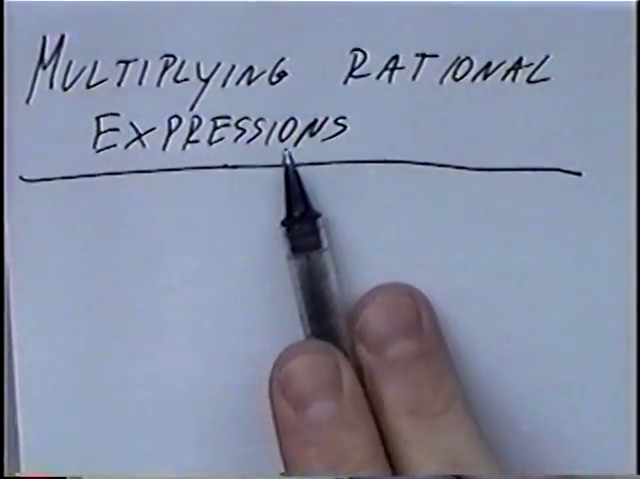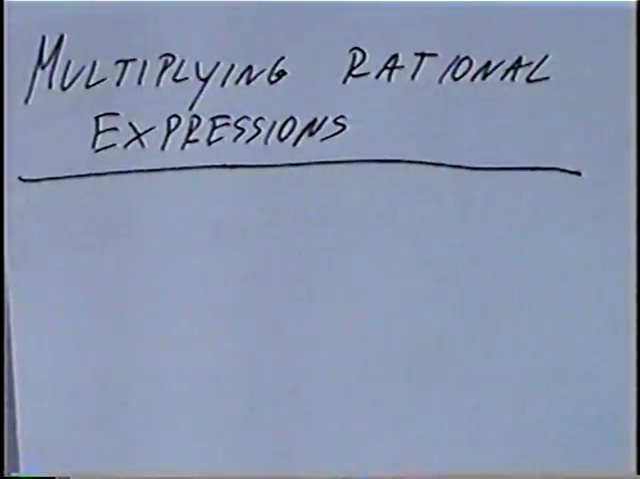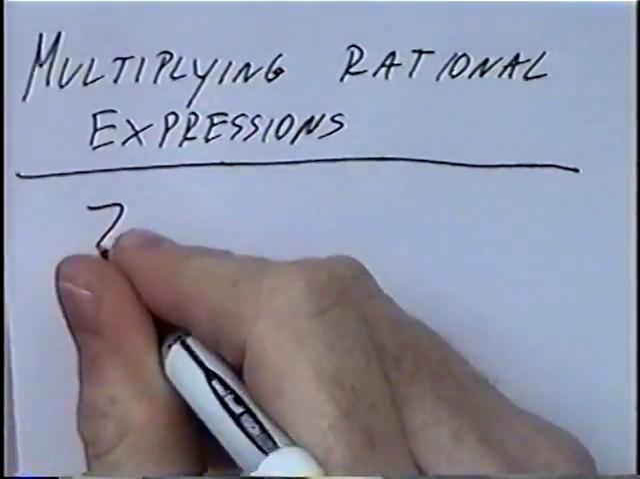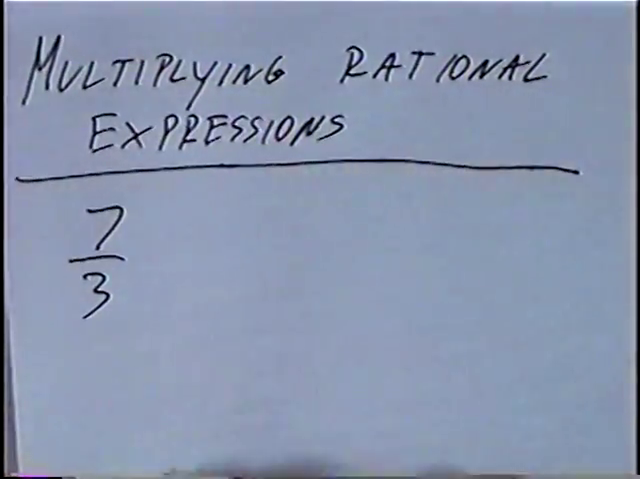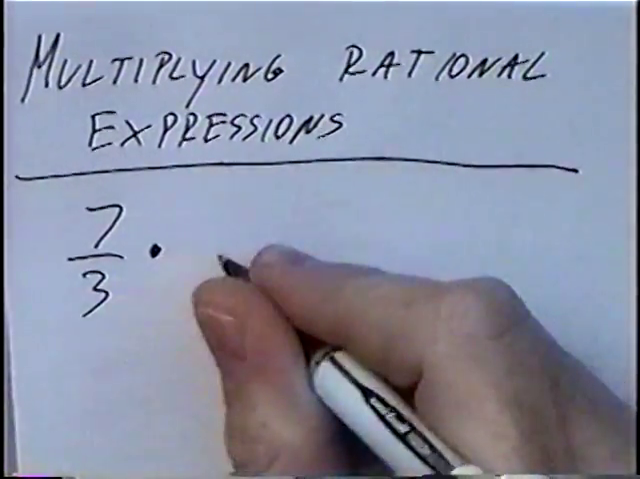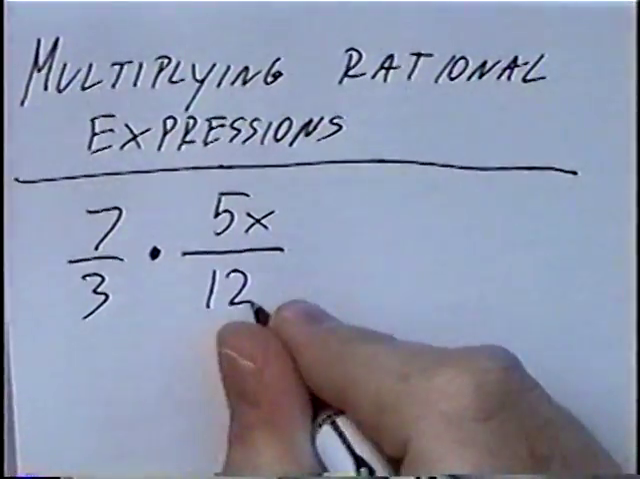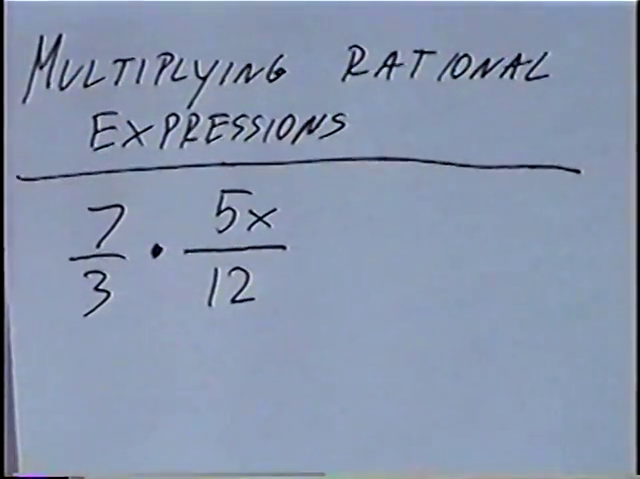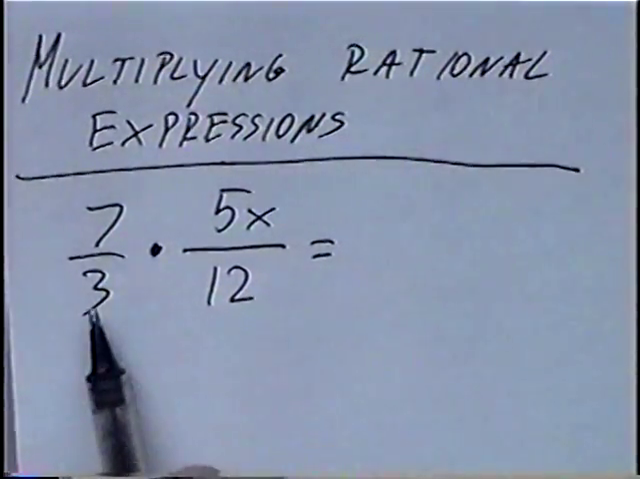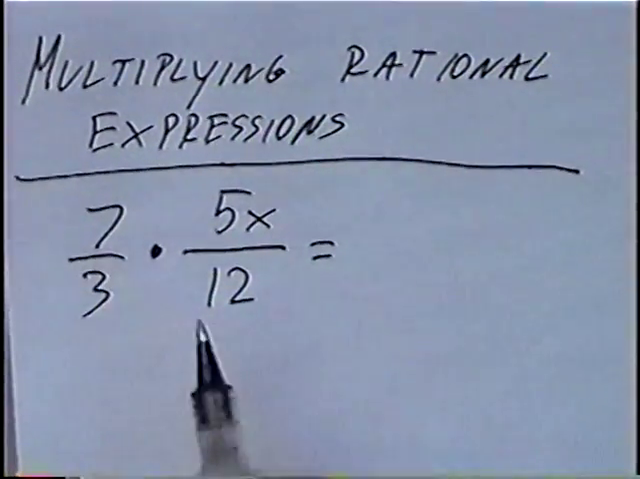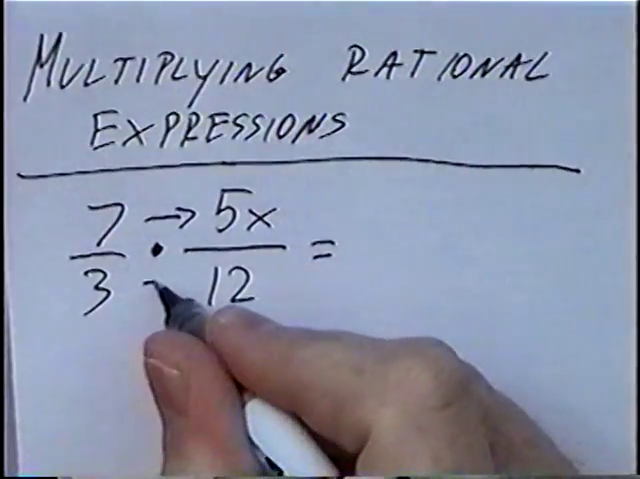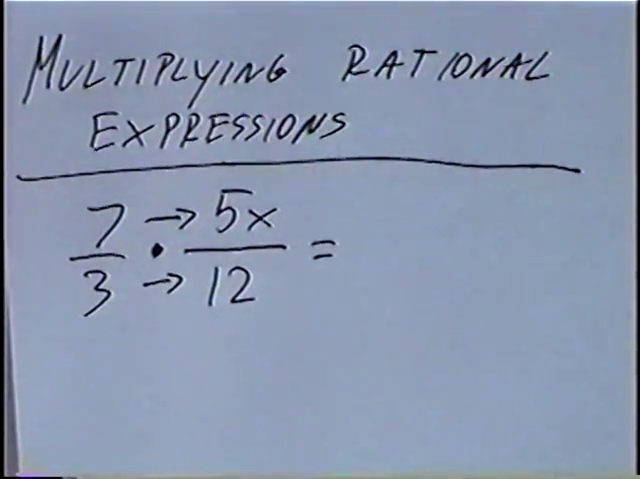Rational expressions. Again, rational expressions will be fractions which contain variables. First question and first fraction, 7/3 times a second fraction, 5x/12. To multiply fractions, if you remember from previous sections, we do not have to have common denominators. We can just multiply straight across the numerators and denominators.